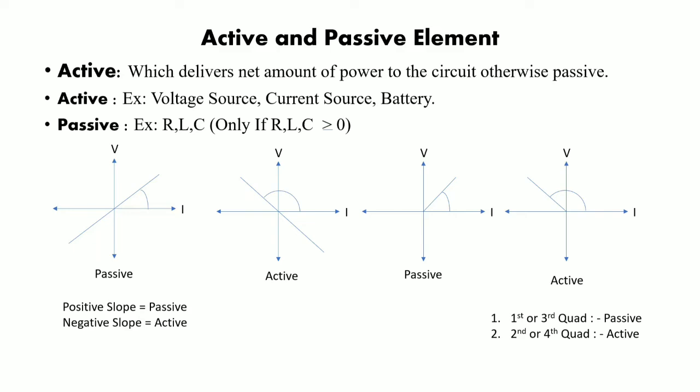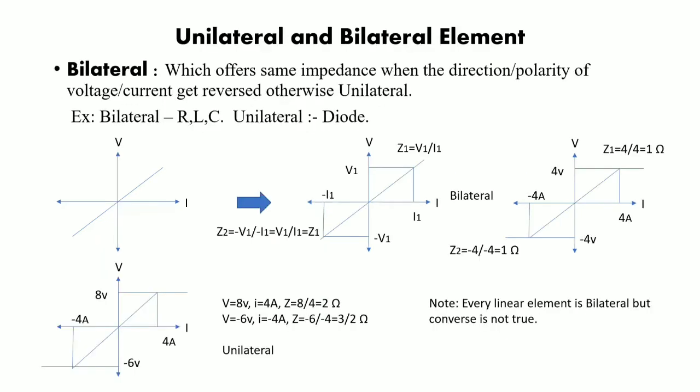Third graph contains positive slope, that means that element is a passive element. Fourth graph contains negative slope, that means that element is an active element. So we can conclude that if the graph lies between the first and third quadrant, then that element is a passive element. If the graph lies between the second and fourth quadrant, that means that element is an active element.